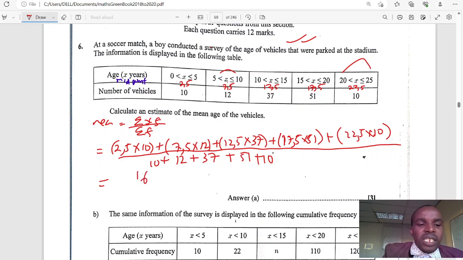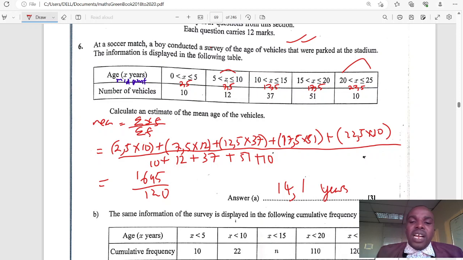You get 1695 over the total frequency, which is 10 plus 12. 10 plus 12 is 22. 22 plus 37 plus 51 plus 10 is 120. So it's 1695 divided by 120. So you get 14.12, which is 14.1. Done. Yes, so you put your units.